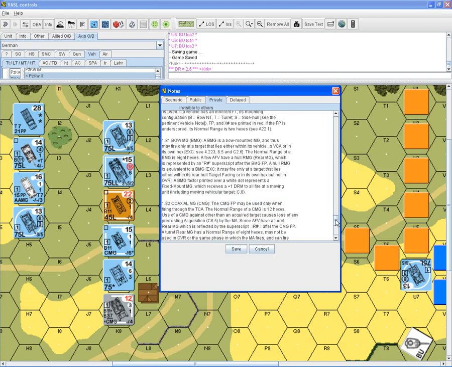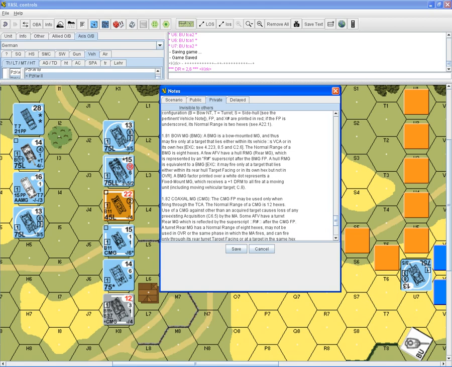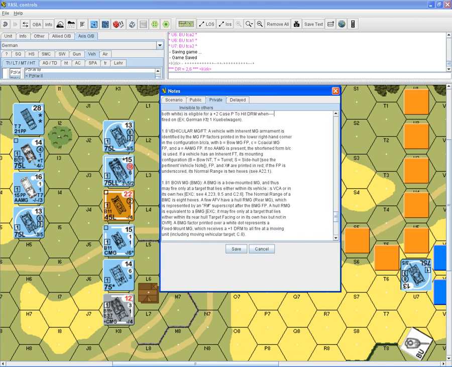As far as the rules go for your bow machine gun, basically the rule is whichever direction your vehicle is facing, your bow machine gun can only fire that way. It has a range of 8 hexes.